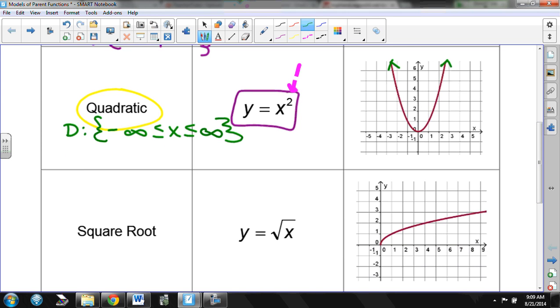Is that true for the range? What y values can we have? Can it be any number? And the answer here is different. Y's cannot take on any value. The lowest y value that we have is y equals 0. For the range of the quadratic parent function, we don't have any negative y values.